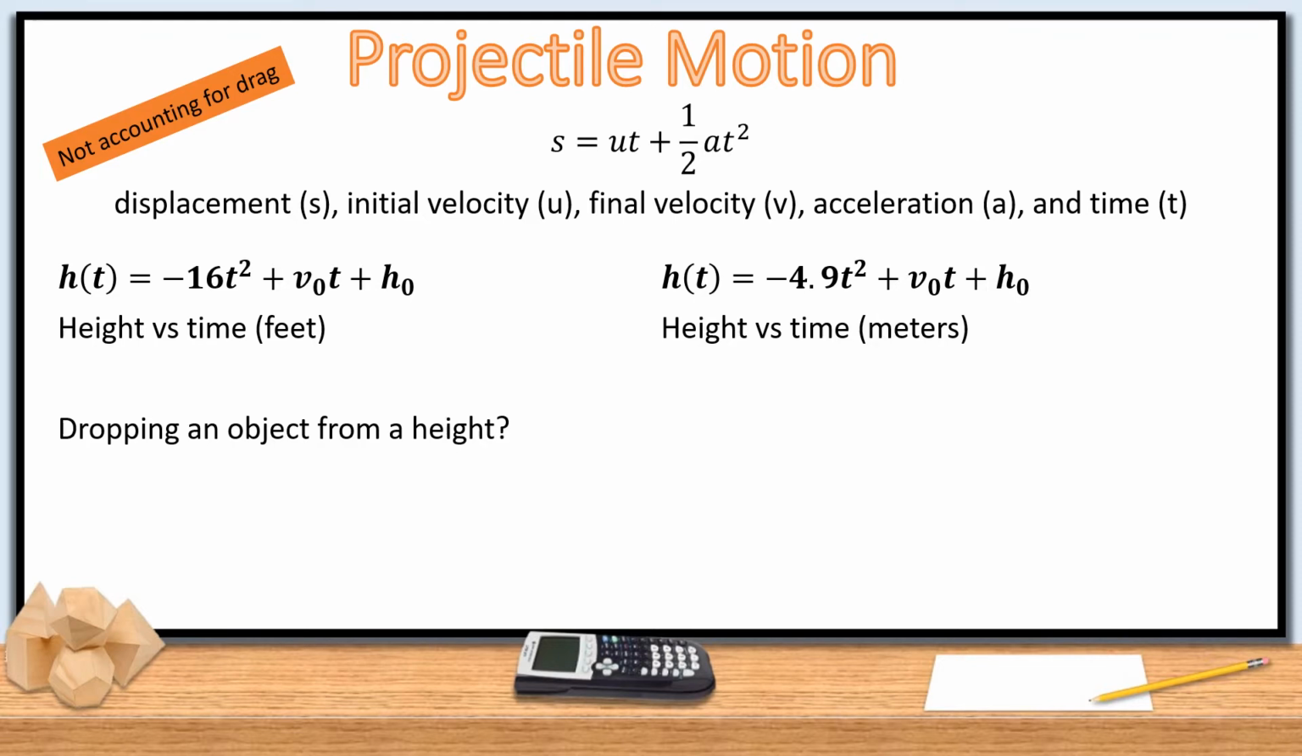And then a half at squared, so a half times acceleration, which in our case is due to gravity, and then t squared is time. So we have t and t squared. So this is going to be used in our case to determine the height of an object.